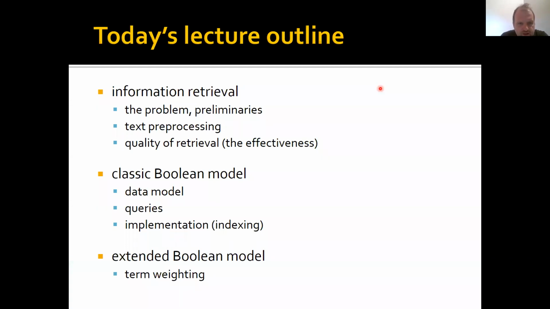I will first motivate the whole problem of information retrieval. Also, we'll discuss a bit about the quality of retrieval, how to measure the so-called effectiveness of retrieval. Then I will proceed to the classic Boolean model, and also we'll continue with the extended Boolean model that solves some problems that the classic, simple one cannot work with.